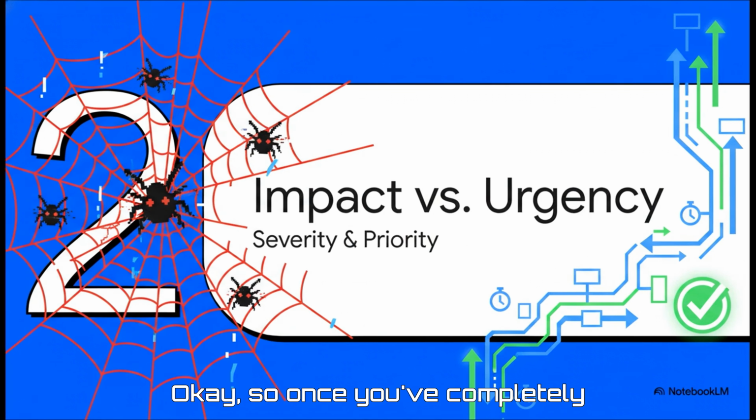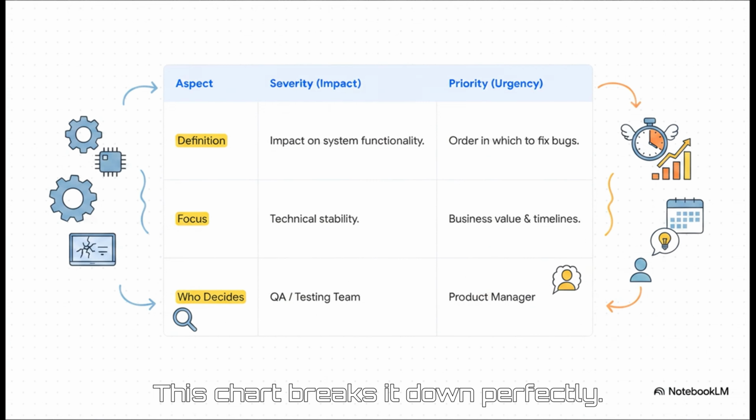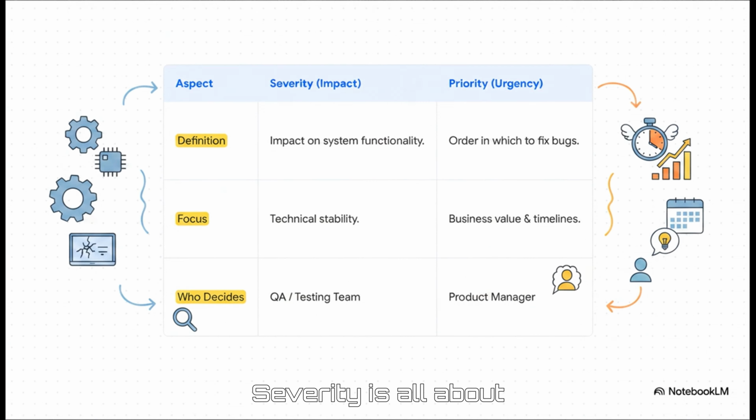Okay, so once you've completely nailed the structure, it's time to level up. Now we're talking about understanding the difference between a bug's impact and its urgency. This is where we start getting really strategic. This chart breaks it down perfectly. Severity is all about the technical impact. How badly does this bug break the system?